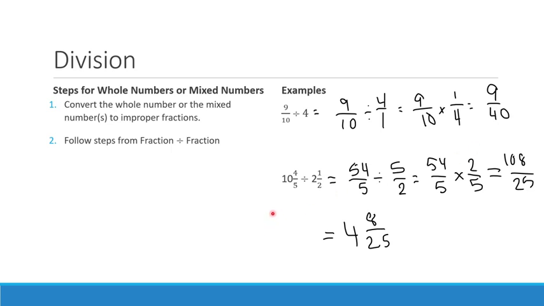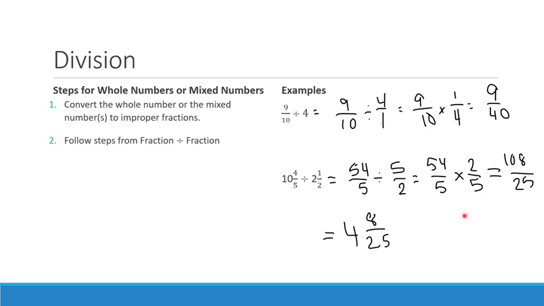For the second problem, we have two mixed numbers in the division problem. So again, I want to convert each of these to improper fractions. 10 4/5 becomes 54/5, and 2 1/2 becomes 5/2. Now you may be tempted to simplify first, but don't do that. First, we need to change this to a multiplication problem. That means we're taking the reciprocal of the second fraction, that becomes 2/5, and we're changing division to multiplication.